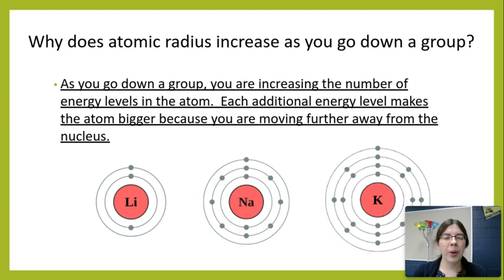Okay, so you're probably wondering, why is this the case? Well, as we go down each period, remember that we're adding extra rings or extra energy levels. The first period, we have 1 ring. Second period, we have 2 rings. Third period, we have 3 rings. Each of those rings or each of those additional energy levels takes up more space, and it pushes the electrons further away from the nucleus.